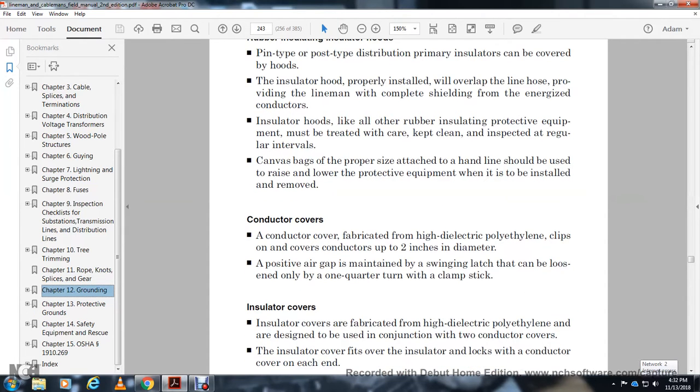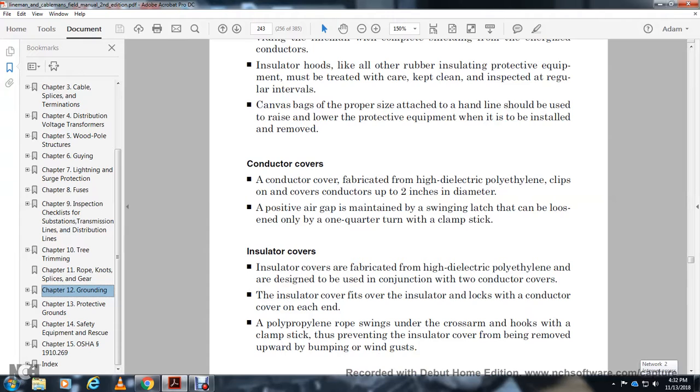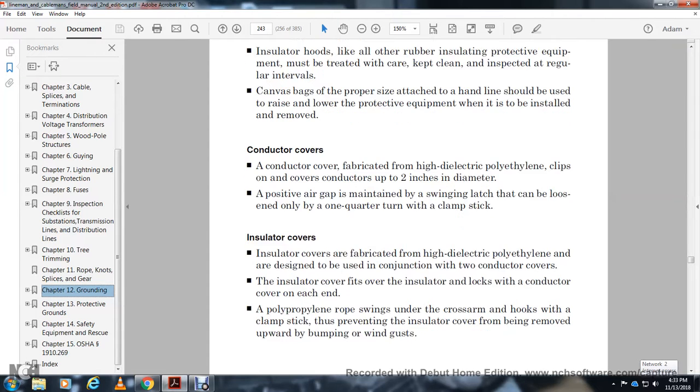Insulator covers are fabricated with a high dielectric polyethylene design, in conjunction with the conductor cover. The insulator cover fits over the insulator, locking to the conductor cover on each end. Polyethylene rope switches for the cross arm hooks with the clamp stick prevent the insulator cover from being removed by the upward bumping of wind gusts.